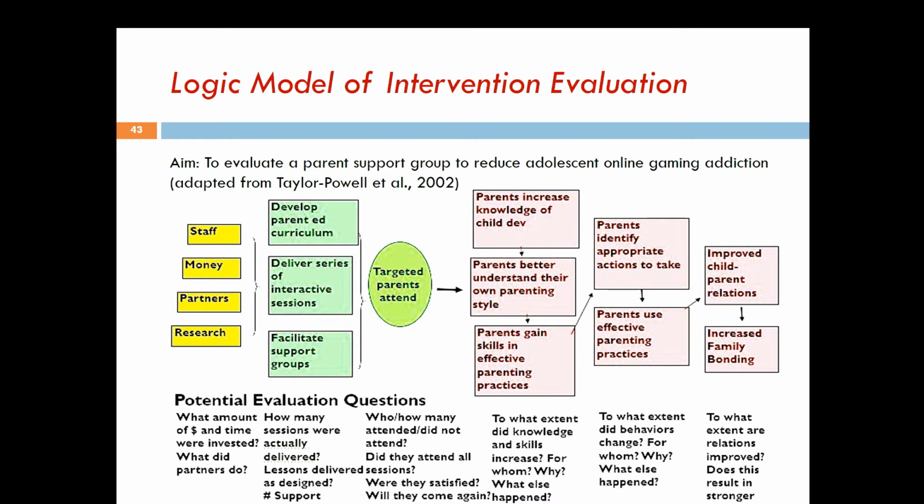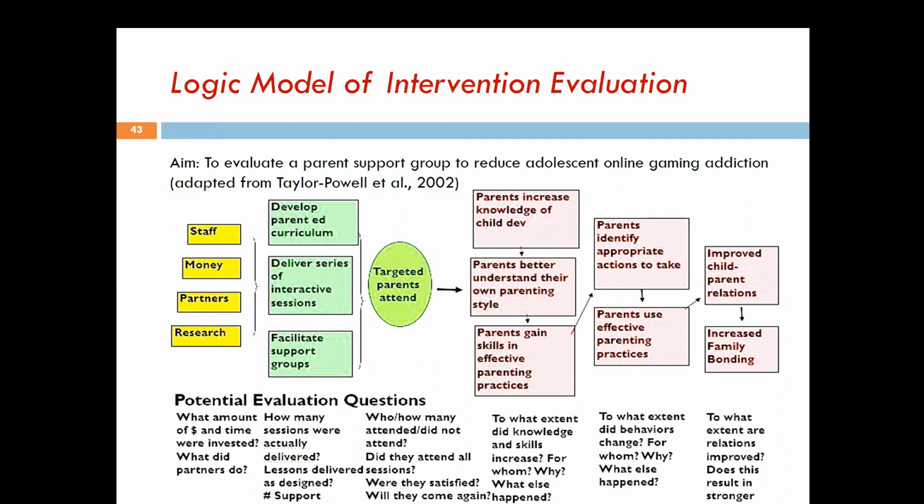And the medium outcome is parents identify appropriate actions to take should their kids engage in excessive online gaming, okay? And parents use effective parenting practices, okay? And long term is improved child-parent relationship, hopefully increased family bonding, and less likelihood for the child to engage in online gaming. How is it related to online gaming? Because studies found that adolescent online gamers, addicts, tend to have poor family relationships, family conflicts, and so they use gaming addiction as a coping strategy to deal with the relationship with the parents or disruptive family relationships, things like that.